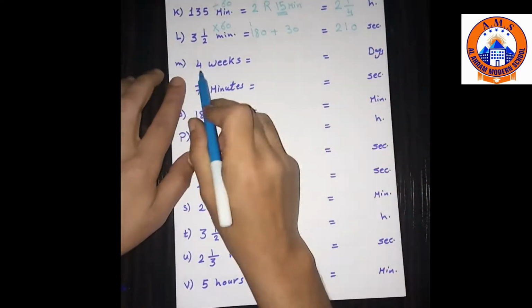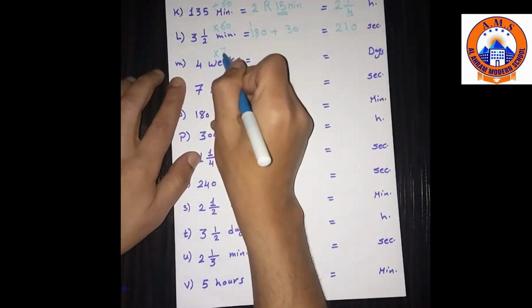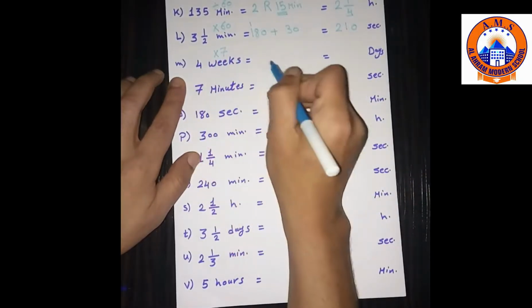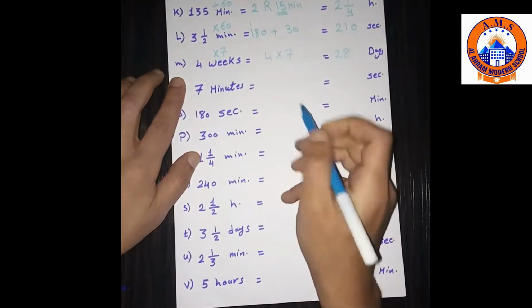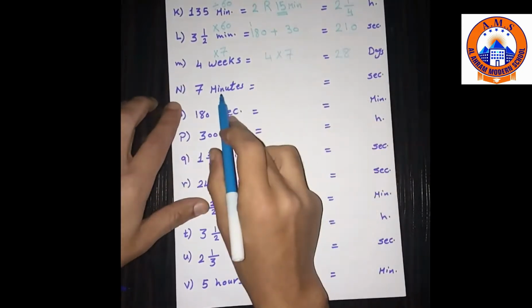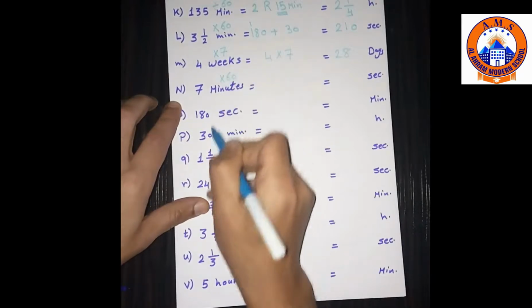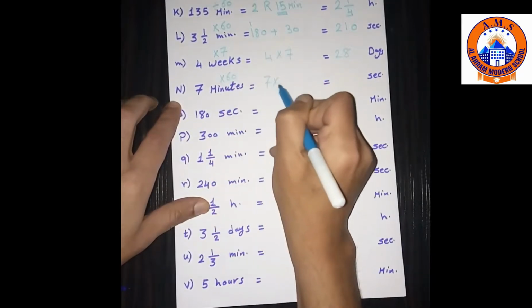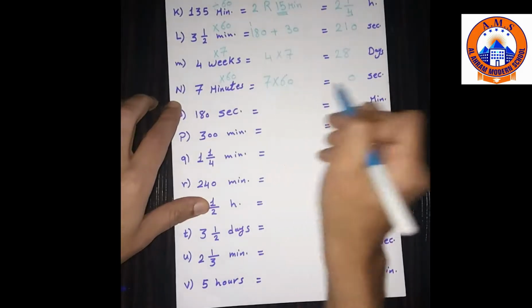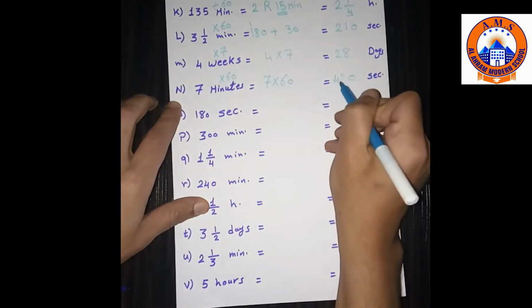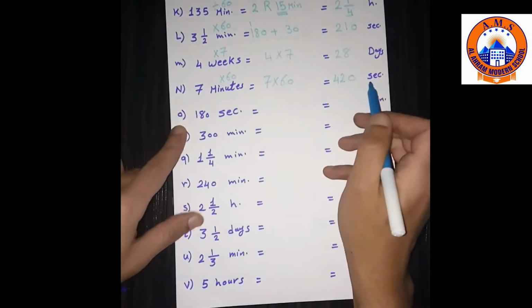Question number M. 4 weeks equal how many days? To change from week to day, we multiply by 7. 4 by 7 equals 28. Question number N. 7 minutes equal how many seconds? From minute to second, we multiply by 60. So we will make 7 by 60. 7 by 0 equals 0, and 7 by 6 equals 42. 7 minutes contains 420 seconds.